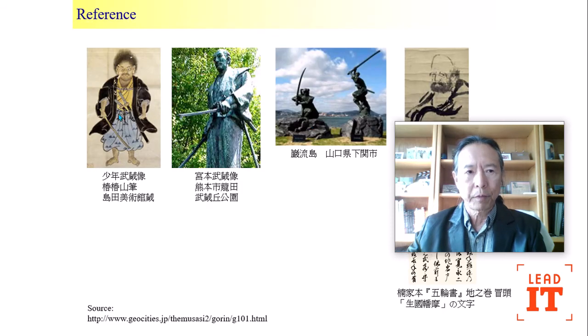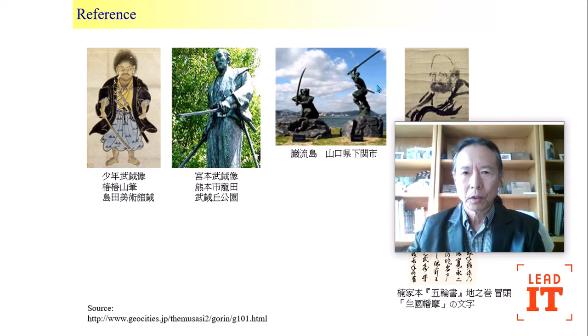The first picture shows Miyamoto Musashi when he was young. The second picture shows Miyamoto Musashi's statue, holding up two swords. That's his famous two sword technique. At that time, like all the other samurais, they used two hands to hold up one sword, although they were carrying two swords with them.